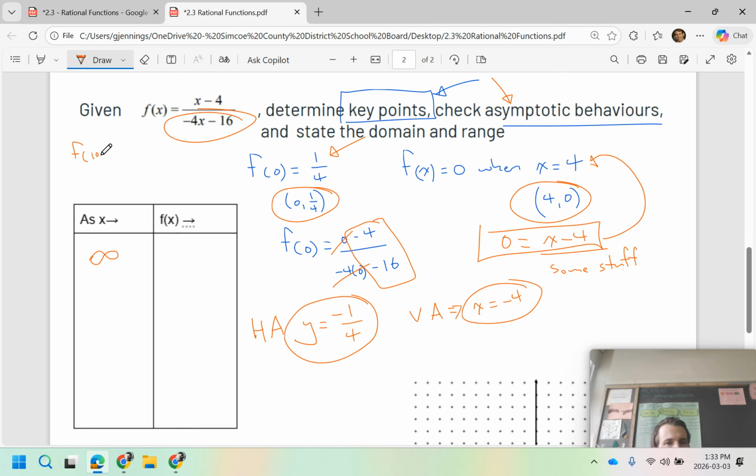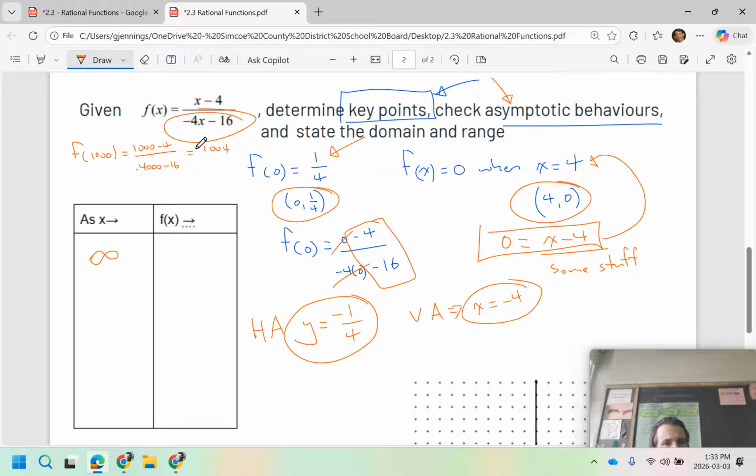F at 1,000 is equal to... you can do 100, you could do 10, but I think you want to be a little bigger than that. You could do 1,000,000. It's up to you, okay? We have 1,000 minus 4 over negative 4,000 minus 16, so we're negative 4,000 minus another 16.